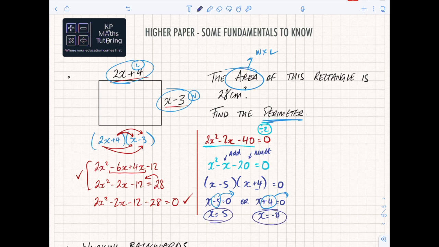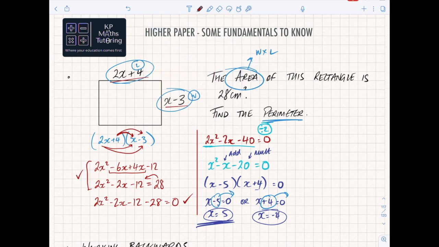Now I can't choose both of them. The reason is because if I said x was minus 4, this side is minus 4 minus 3. So I'm changing x for minus 4, because that's what it is there. Minus 4 minus 3 is minus 7. How can I have a length that is minus 7 centimeters? So basically, when you end up solving these kinds of questions to do with area, and there's also ones that come in about probability, you have to choose a positive value. So in this question, x has to be 5.